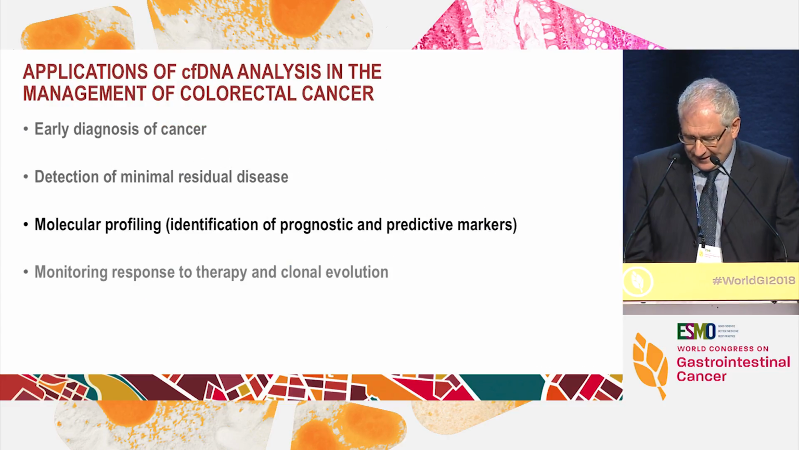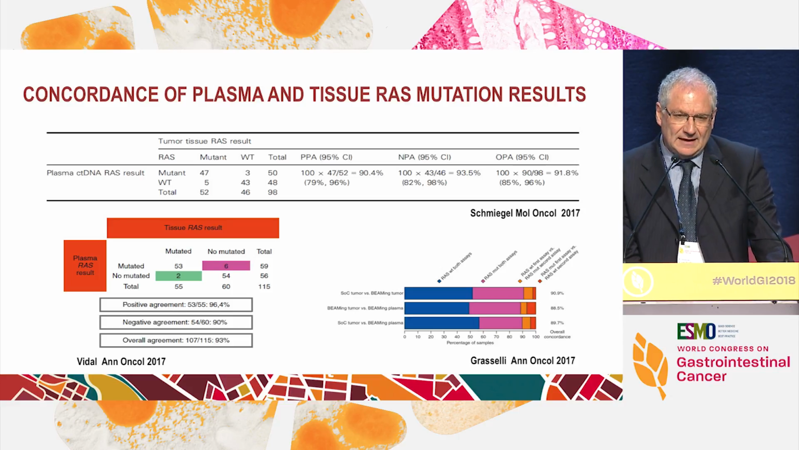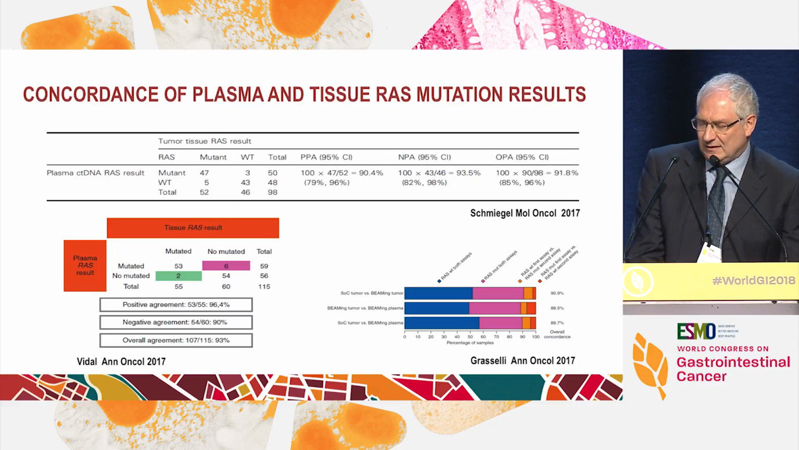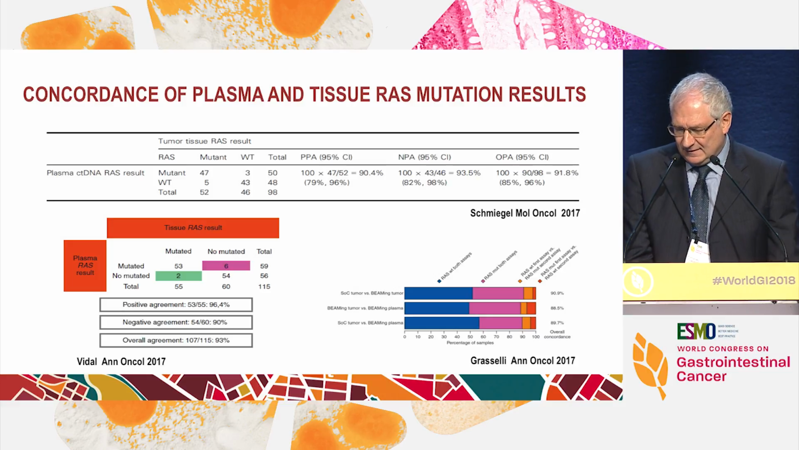In terms of molecular profiling for the identification of the disease, now we have more and more evidence that what we found in the tissue is more or less found also in the plasma in most patients, in a very similar way in terms of sensitivity and specificity. These are the first data that came from a series of retrospective analyses that were using mostly the Sysmex BEAMing assay, but also with more recent techniques and other vendors, it's possible to find similar results.